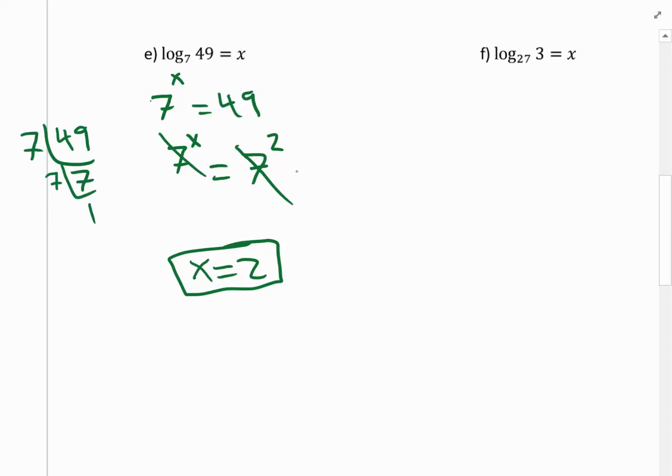Double check, is the argument positive? The argument is 49 and the answer 2 doesn't even affect that. So it checks out. We have a positive argument. You hardly even need to check this one.